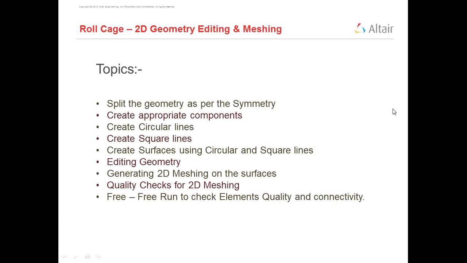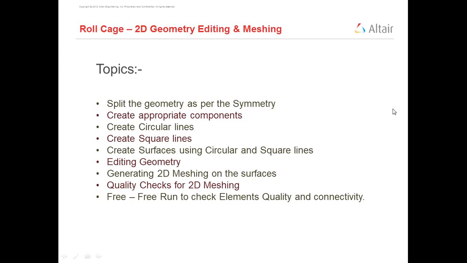First we'll import the line data, that is the center line data of the roll cage structure, and then we'll split the geometry as per the symmetry. If there is a symmetry, we'll split the geometry into two. We'll only work on one half, the other half will directly reflect it. Then we create appropriate components for different functions, like circle components to create circles, square components to create square cross sections if you have any. In a similar way, we create some different cross sections.